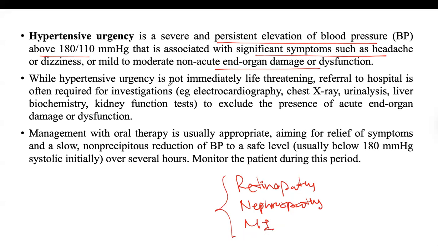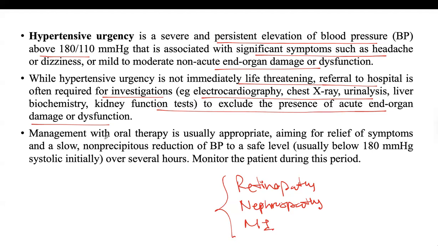While hypertensive urgency is not immediately life-threatening, referral to hospital is required because they will need blood tests, they will need an X-ray, they will need an ECG, and they might even need an echocardiogram to exclude any end organ damage. So this patient needs a blood test to check their kidney function, liver function, do an ECG, make sure they don't have any ischemic heart disease. Okay, so to find out organ damage, we need to send them to hospital.